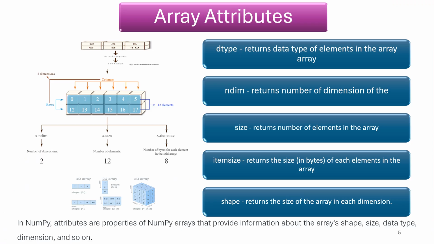Now we shall see the different array attributes. Generally in NumPy, array attributes are properties of NumPy arrays that provide you information about the array: shape, size, data type, dimensions, or item size. So these are the different array attributes: data type, ndim, the number of dimensions of the array, size of the array, item size of the array, as well as the shape.